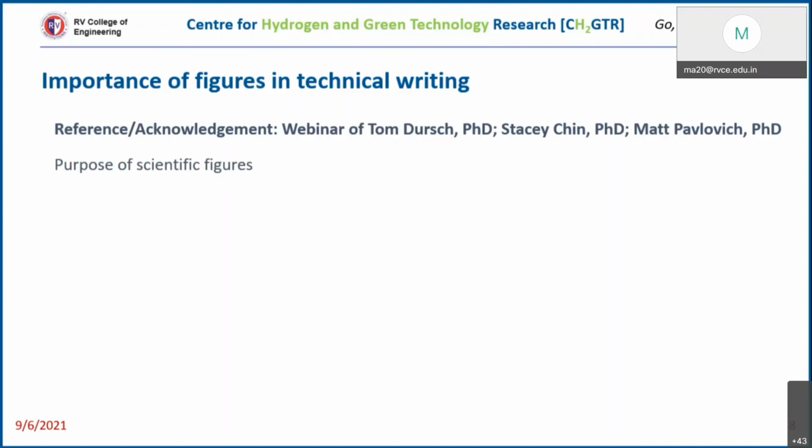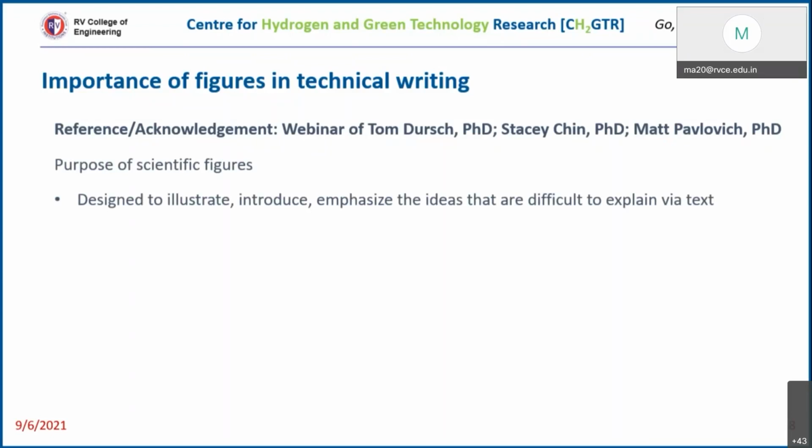So now, what is the purpose of scientific figures? It could be designed to illustrate a few tasks or procedures that are followed, or it could be an introduction, or you want to emphasize ideas which are difficult to explain via text. So whichever you think is difficult to explain through words or text, you will end up showing a picture or a diagram. Okay, and we know a picture speaks 1,000 words. Like that. So it is very important.